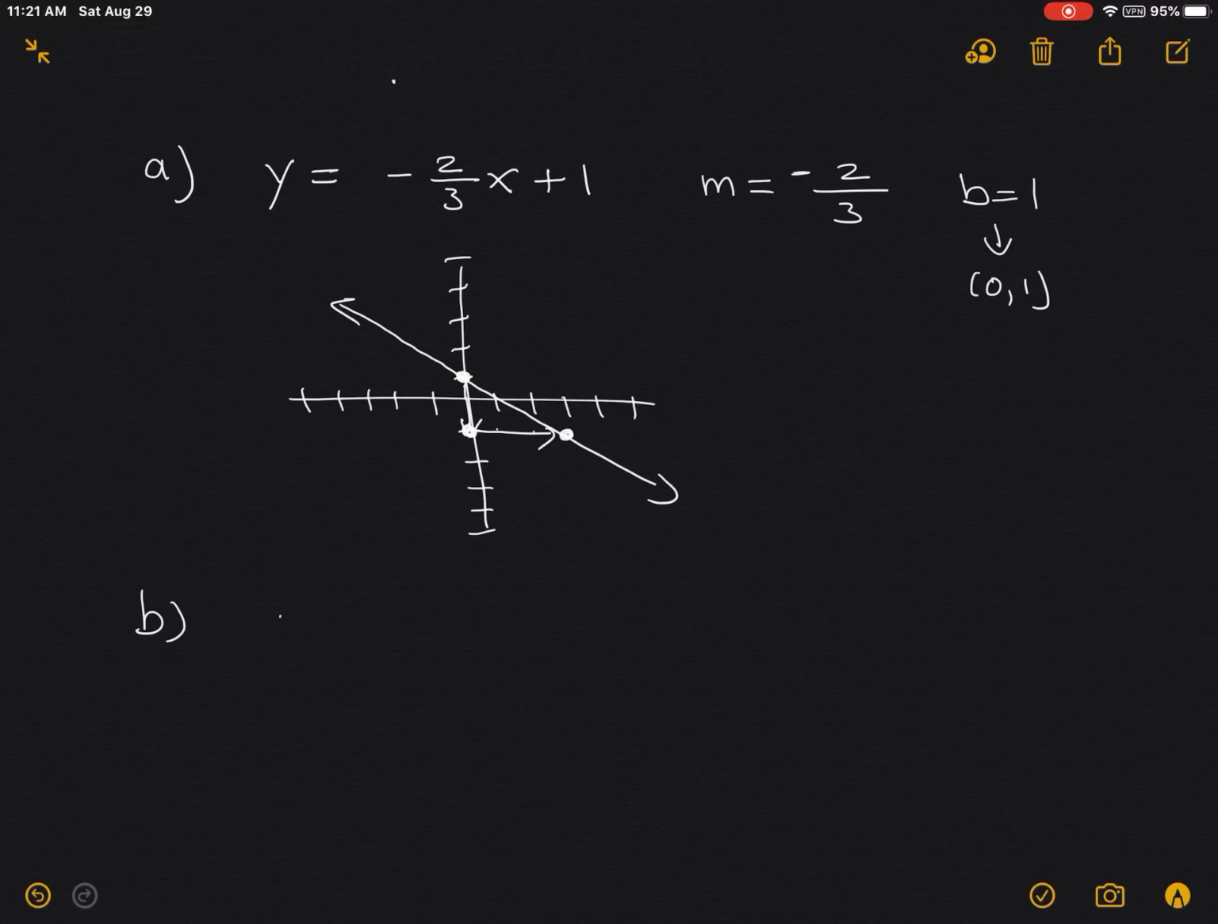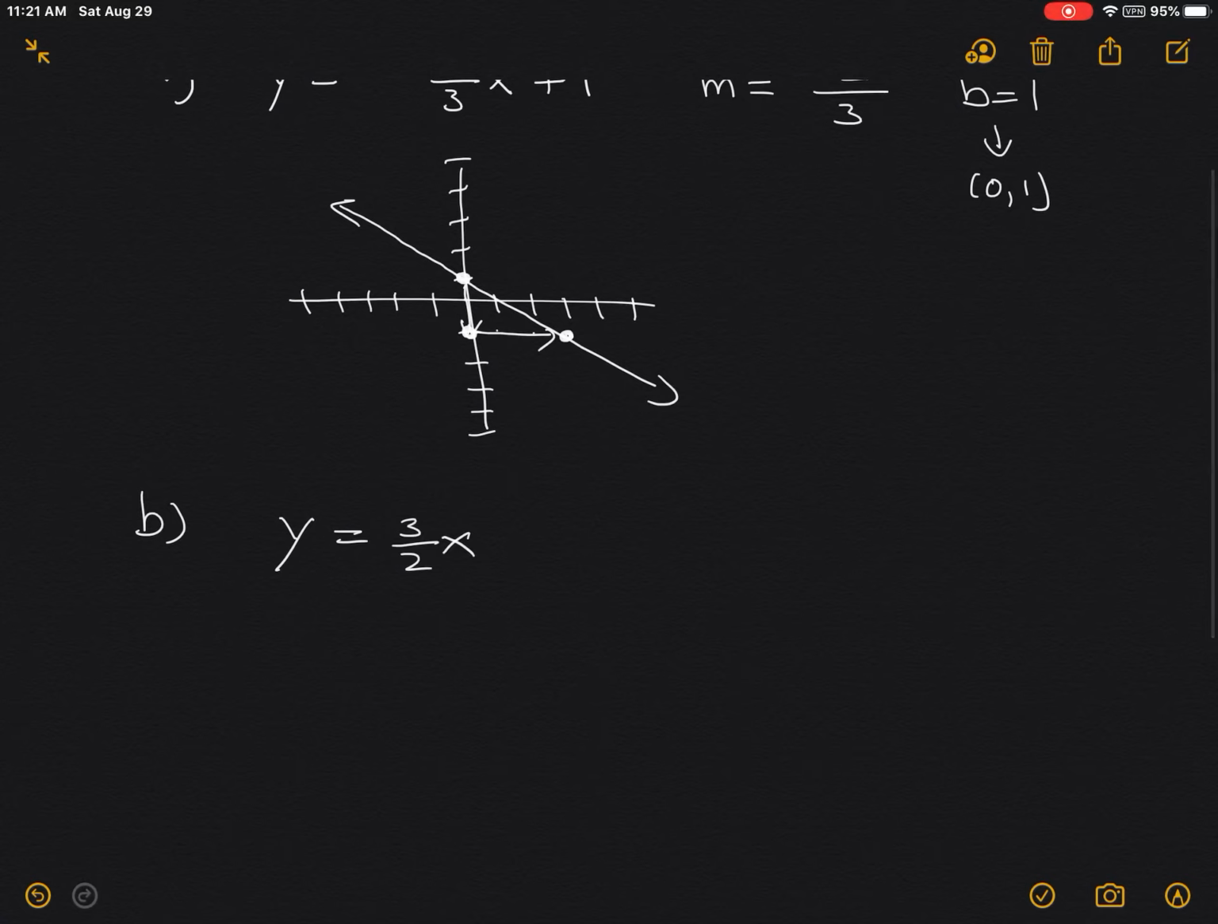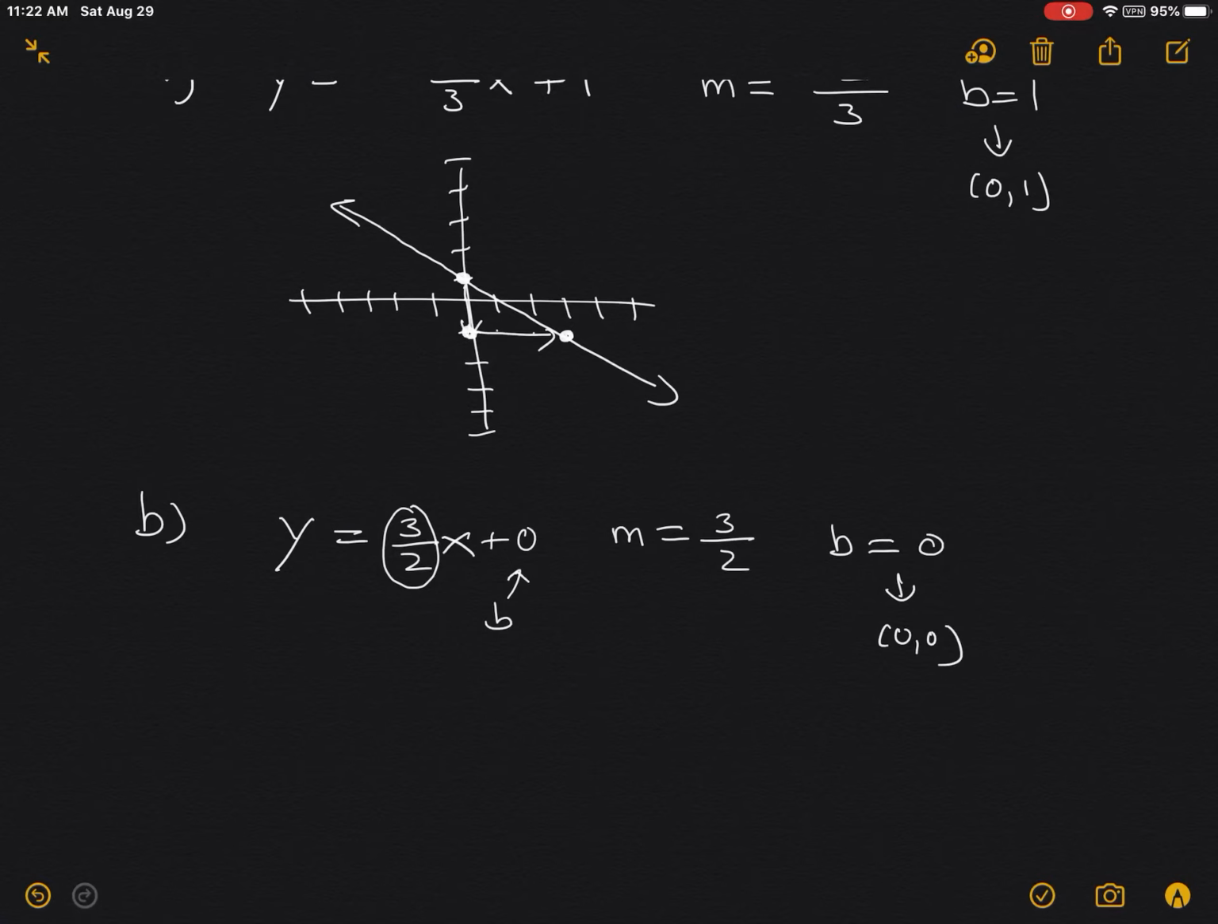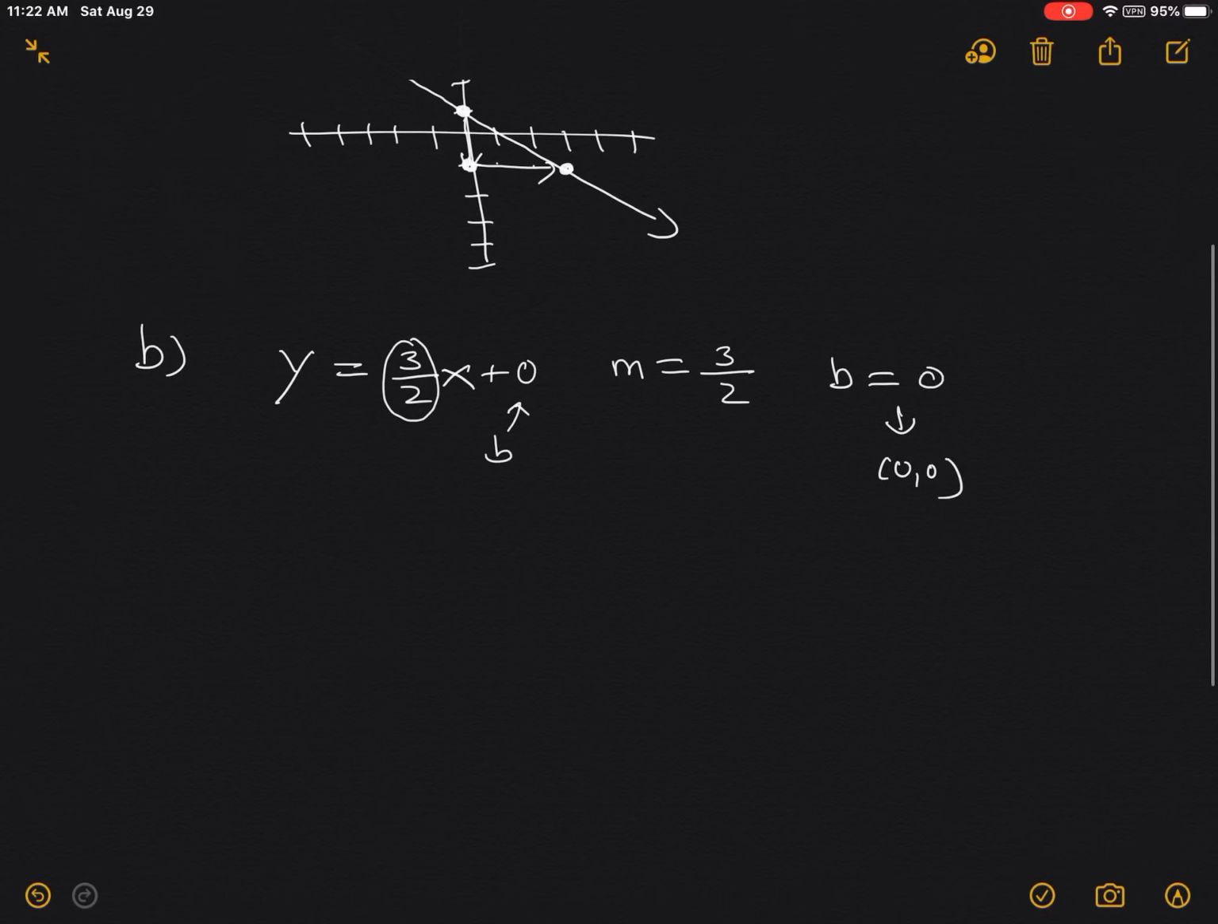Y is equal to, I don't know, positive 3/2 x. This one looks a little bit weird, but the slope is fairly straightforward. It's the number in front of the x. Oftentimes when students find the slope, they say 3/2 x. It's actually just 3/2. And the y-intercept: notice there is no b. The b is just 0. There is no b, so we just call it 0. So your y-intercept is (0, 0). Don't let this equation fool you. If it just says 3/2 x, the y-intercept is (0, 0).